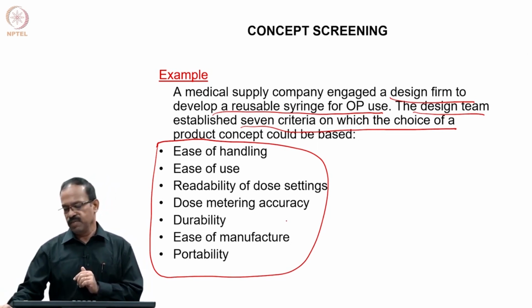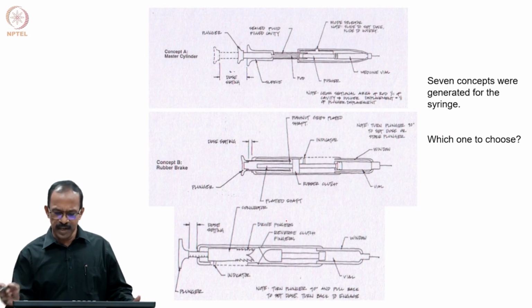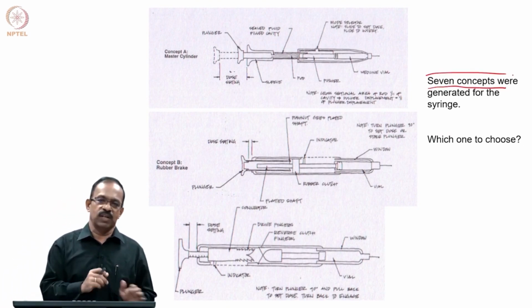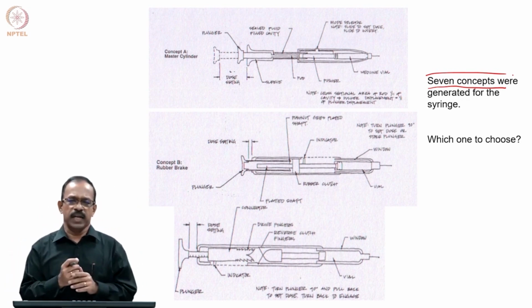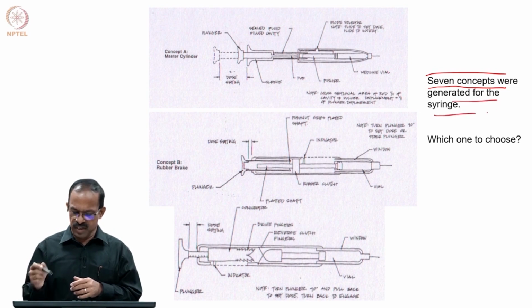So, that is the way the design team wanted to evaluate the concepts, and they developed many concepts, again 7 concepts. Of course, this 7 is just given as an example, the team can actually have much more than 7. So, 7 concepts were generated for the syringe.